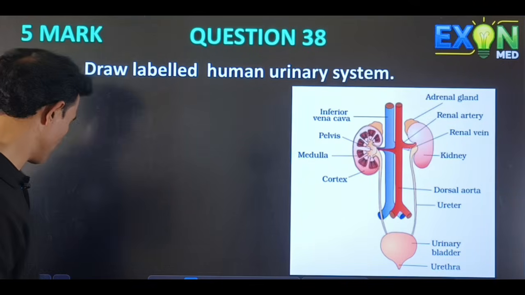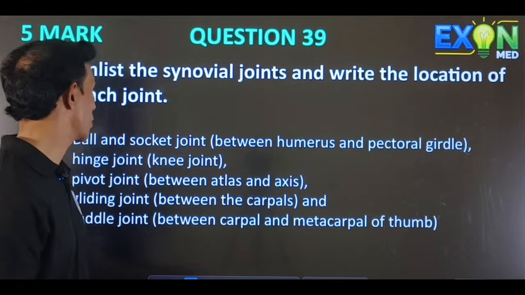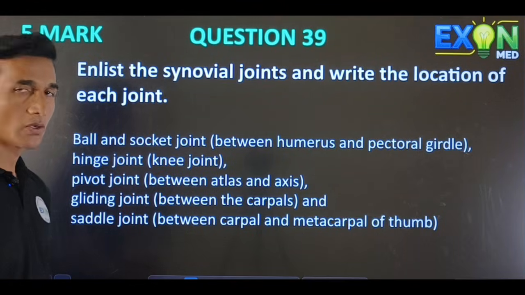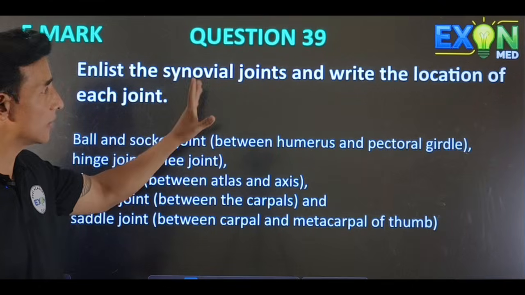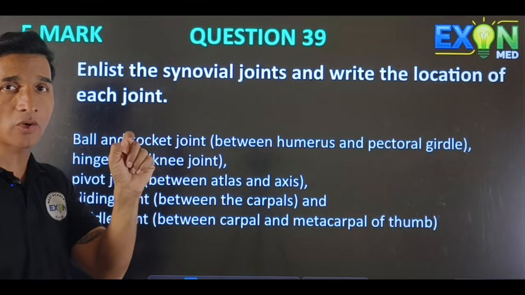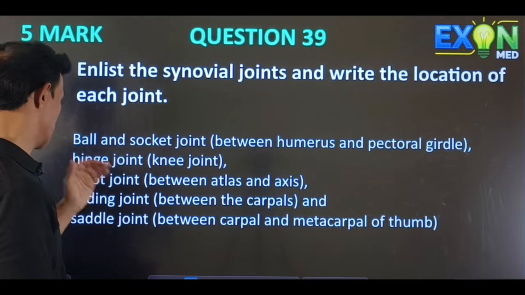draw this diagram neatly. Next, enlist the synovial joints and write the location of each joint. So they have already asked about synovial joints, and you have to tell the location where they are present. So synovial joints are of different types.